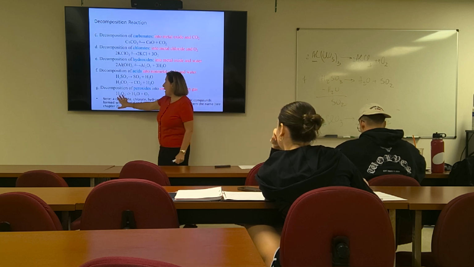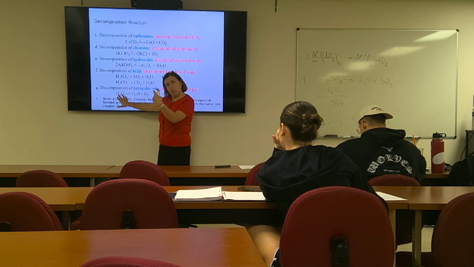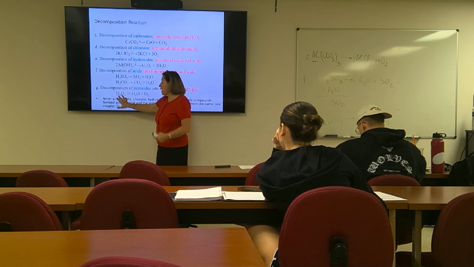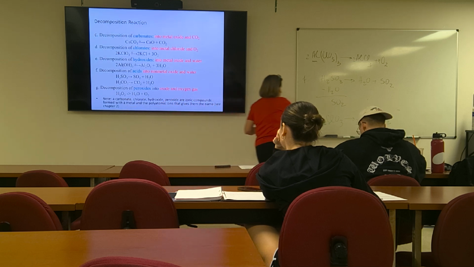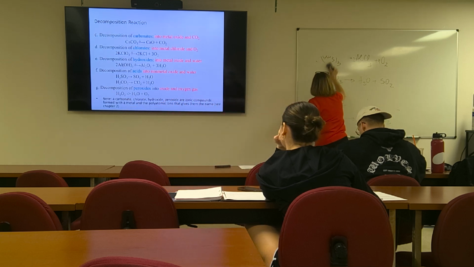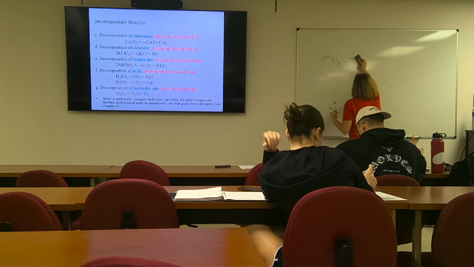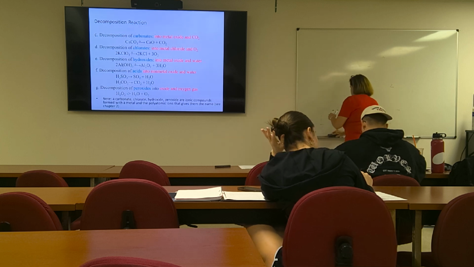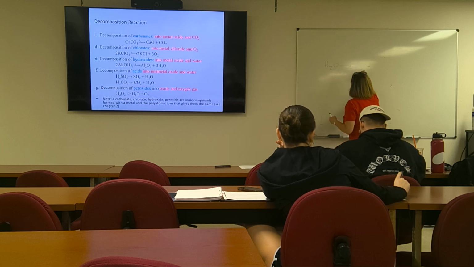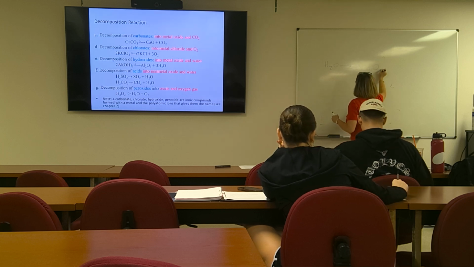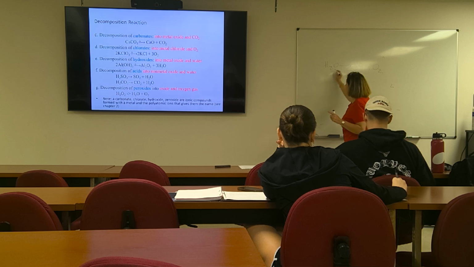Okay. And the last type of decomposition that we're gonna consider is just to remember this. Normally when you have binary compounds, that's how we started the decomposition. When you have binary compounds, you break them into the elements. And I told you that water, for example, broke into hydrogen and oxygen, right? Because it's binary, made of two elements.